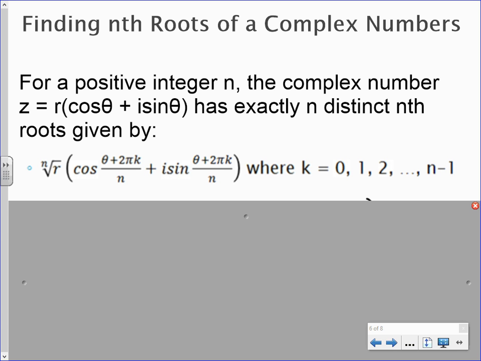Okay. So first of all, whatever root you're finding, there's going to be that many of them. So if you're finding fourth roots, you're going to have 4 of them. If you're finding third roots, there's going to be 3 of them, etc. And that's what that N stands for. If you're finding fifth roots, then N is 5. If you're finding third roots, N is 3.